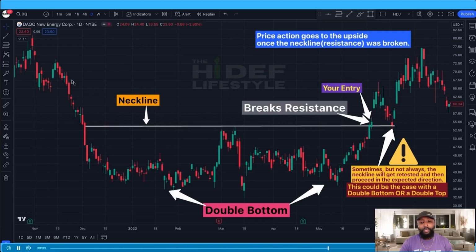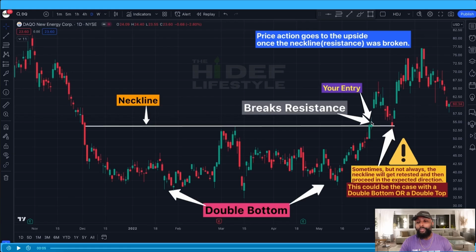All right, so here price action comes down, forms a bottom, comes back up, right back down into the same area, and then heads to the upside. So at this point, you draw your neckline. All right, these two points right here help form the neckline. So we get a break to the upside.